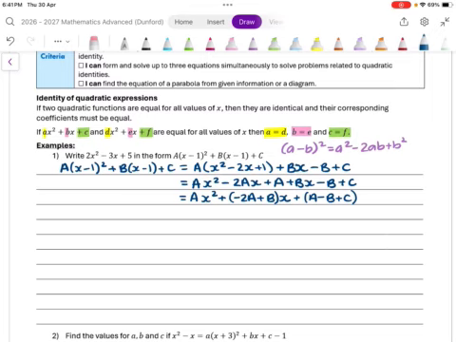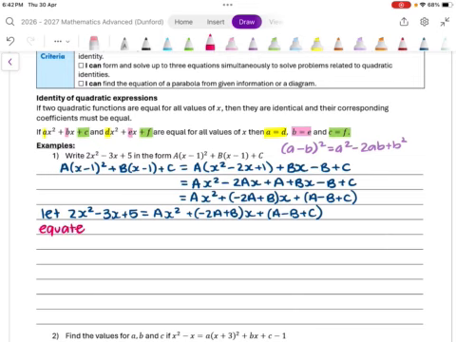Okay, what I'm going to do from there is let my 2x squared minus 3x plus 5 equal that ax squared plus minus 2a plus b lots of x plus my a minus b plus c. From here, I want to equate my corresponding coefficients. So the same as how I highlighted my letters up the top, I want to equate my corresponding coefficients. So I want my x squared to be together, my x's, and my constant terms.